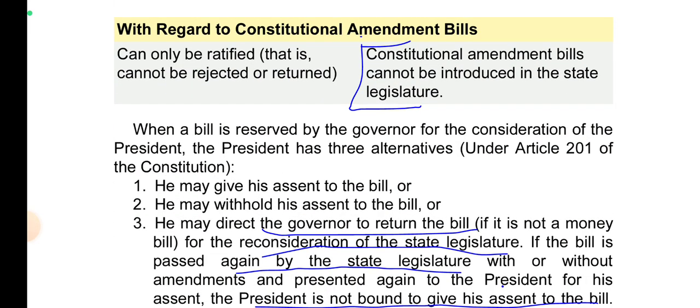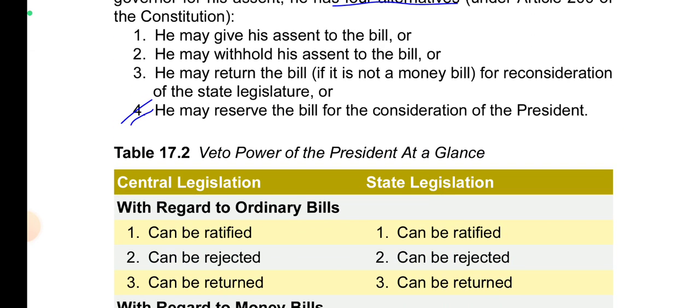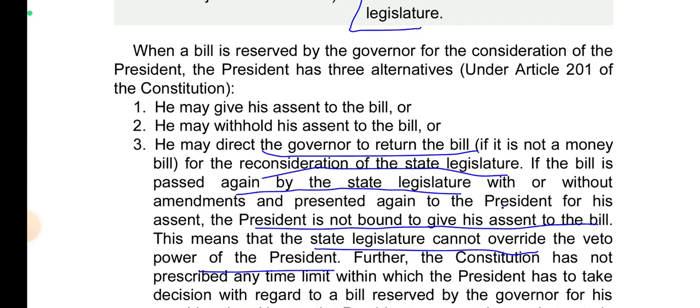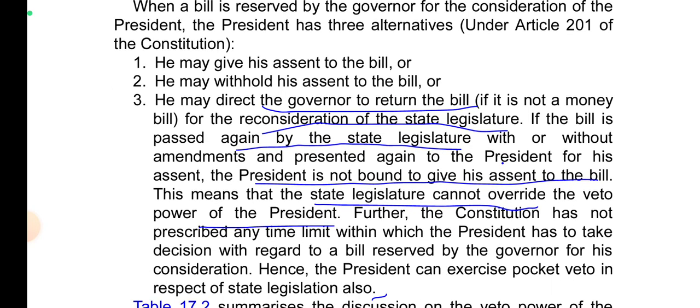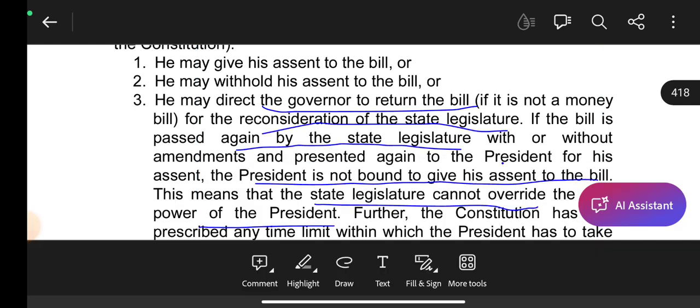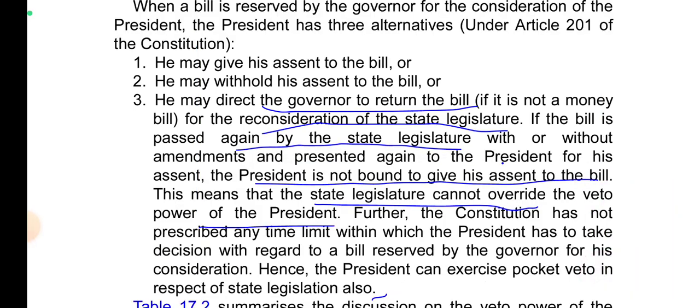With regard to constitutional amendment bills, central legislation, state legislation, veto power of the President at a glance. When a bill is reserved by the Governor for the consideration of the President, the President has 3 alternatives. He may give his assent to the bill, he may withhold his assent to the bill, or he may direct the Governor to return the bill, if it is not a money bill, for the reconsideration of the state legislature.